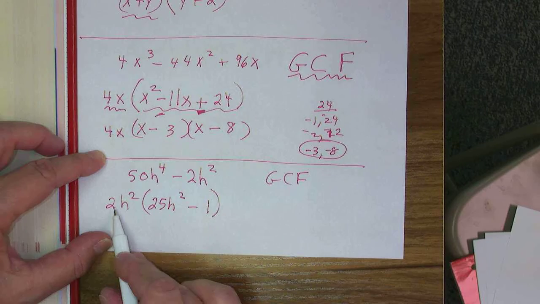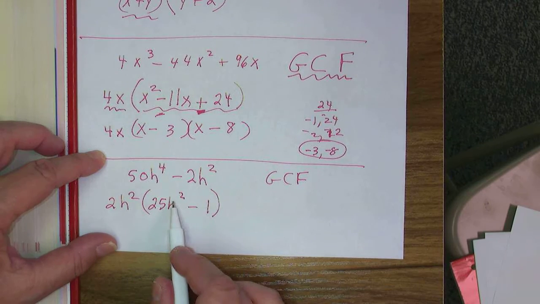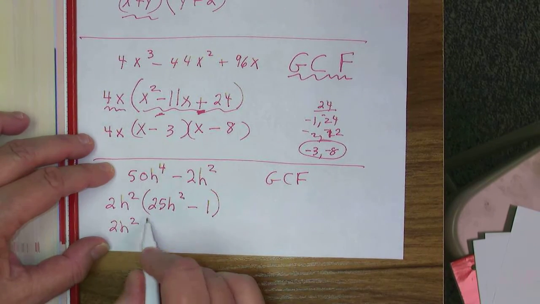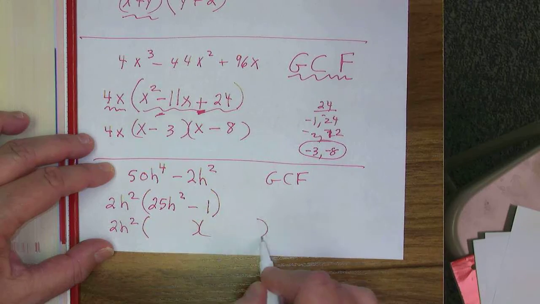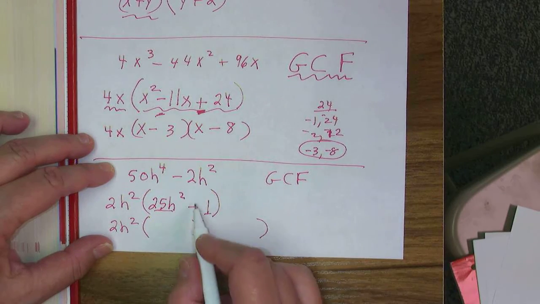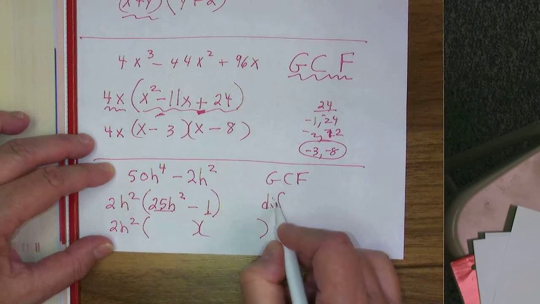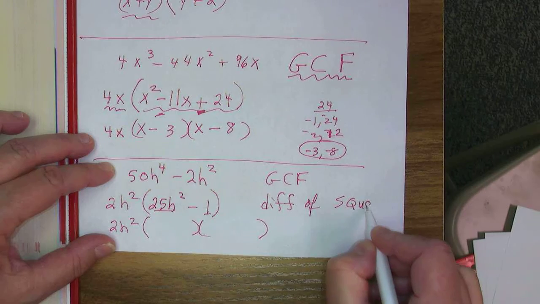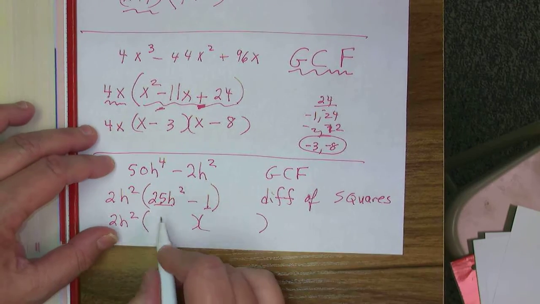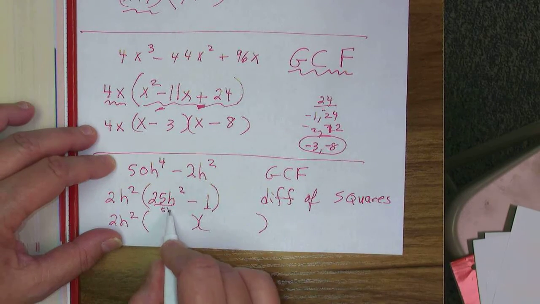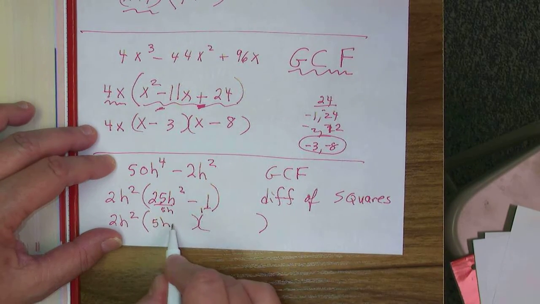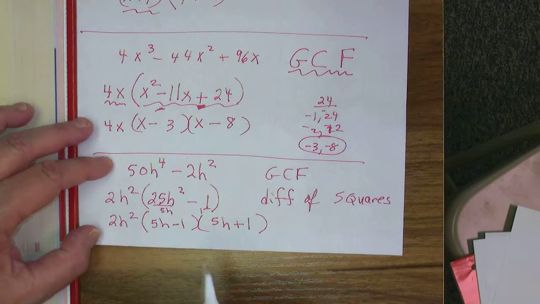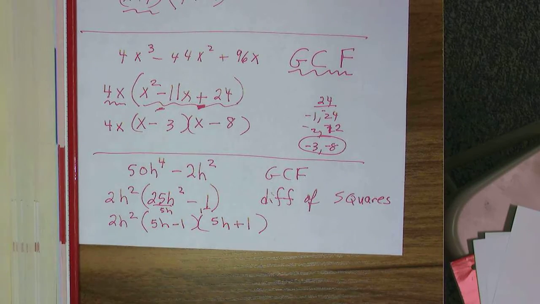Now let's look at that. That gives me 50h to the 4th minus 2h squared. I hope that you recognize this is a perfect square, this is a perfect square. This is difference of squares. So it factors, remember the square root is 5h, the square root is 1. So it factors into 5h minus 1, 5h plus 1. And that is the way that that problem would factor completely.